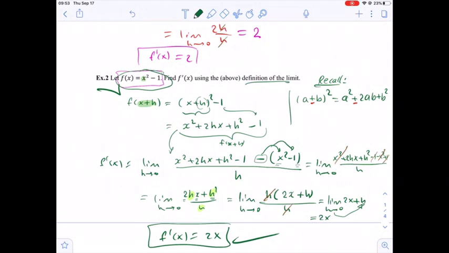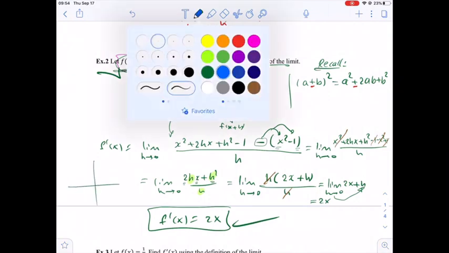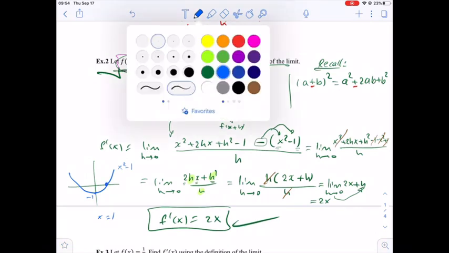This is called the derivative of the function, and this gives us the slope of the tangent line at any point. For example, if you want to find the slope of the tangent line at x equals 1, the slope is positive 2. For example, here we have the function f of x equals x squared minus 1. Let's graph this function. The graph looks like this. This is x squared minus 1. And then if you want to find the slope of the tangent line at, for example, x equals 1, this is x equals 1. So the tangent line will look like this.